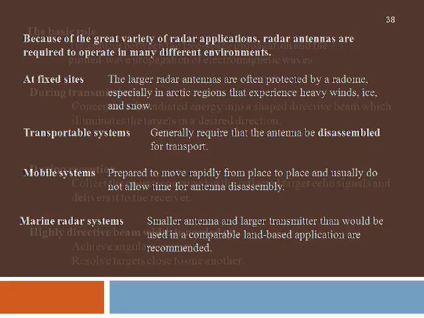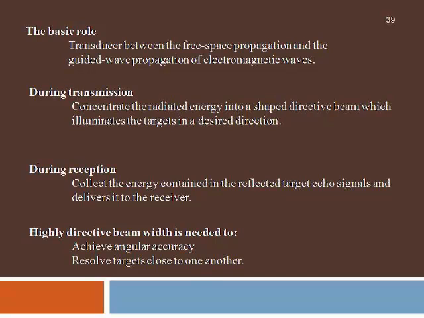Marine radar systems, with a smaller antenna and larger transmitter than would be used in a comparable land-based application, are recommended for this. The basic role is to act like a transducer between the free space and the guided waves of the system. During transmission, it concentrates the radiated energy into a shaped directive beam which illuminates the target in a desired direction. During reception, the antenna has to collect the energy contained in the reflected signal and deliver it to the receiver without much of a loss. And a highly directive beam width is needed to achieve angular accuracy or resolve targets close to one another.